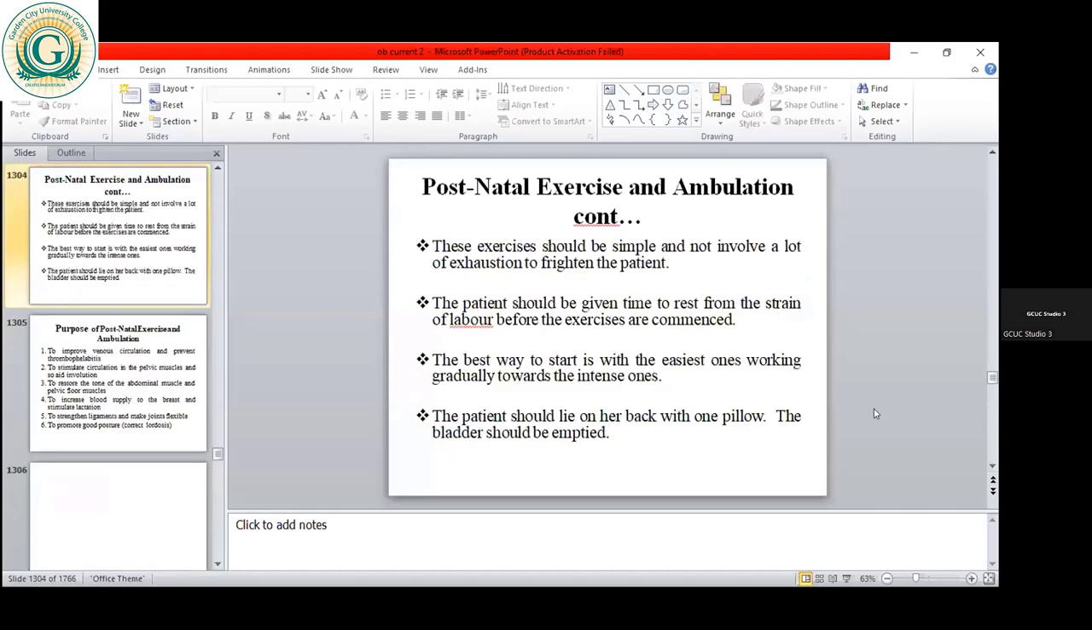The exercises should be simple and not involve exhaustion or frighten the mother. The patient should be given time to rest after she has gone through labor. It's best to start with the easiest one. Therefore, I'm going to describe the exercises that we do for the mother after delivery. The patient lies on her back with one pillow. The bladder is emptied.